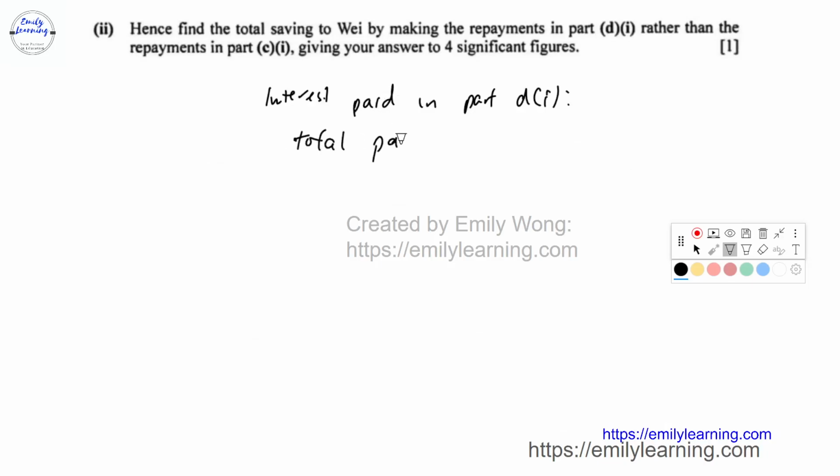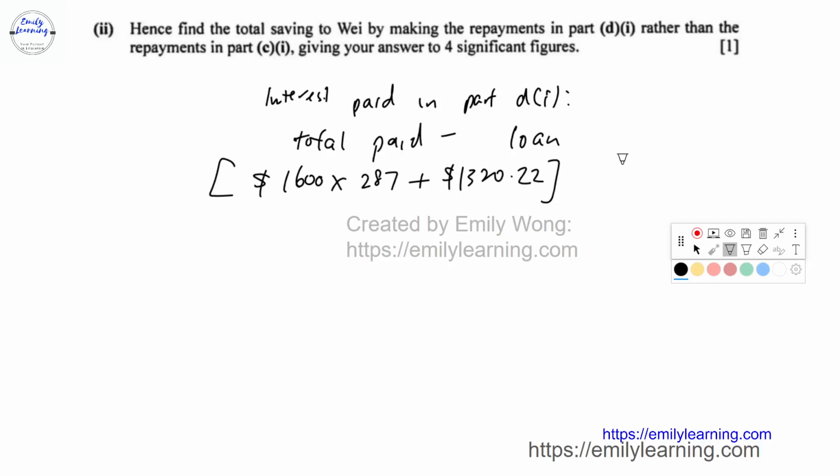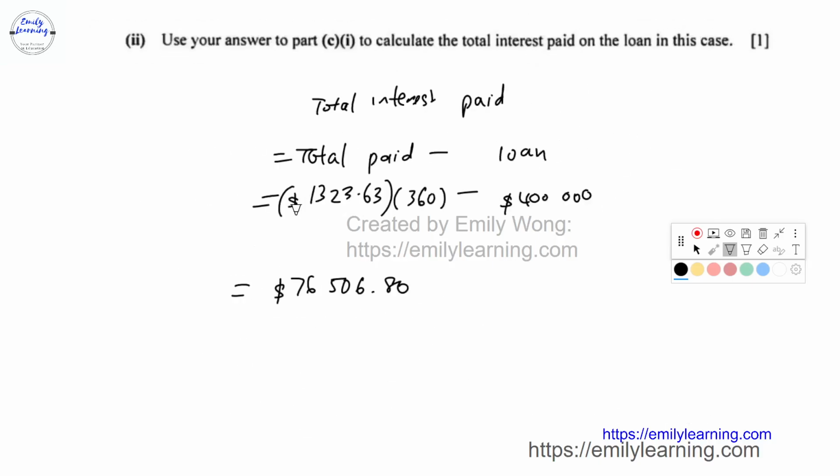So the interest paid is total paid minus loan. The total amount paid is 1,600 multiplied by 287 months, then plus the last repayment, which is $1,320.22. Then we know that she loaned a total of $400,000. So this will tell us that the interest paid is $60,520.22. Okay, now we are going to compare this with the interest paid in C part 1.